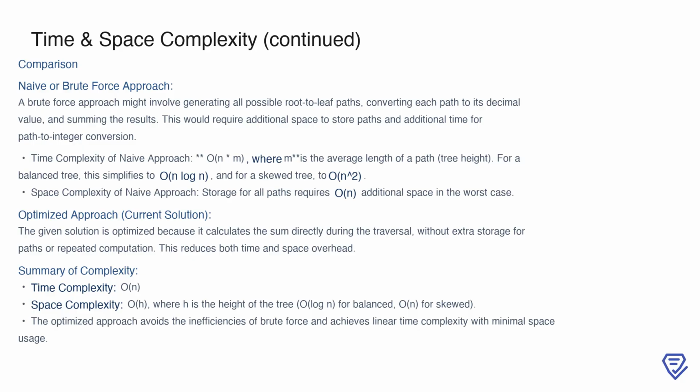The space complexity of the brute force method would also increase due to the need to store all paths, reaching O(n) in the worst case. In contrast, our optimized solution directly calculates the sum during the traversal itself, avoiding the storage of paths and redundant computations. This ensures a linear time complexity of O(n) and a space complexity of O(h), where h is the tree height. For balanced trees, this means O(log n) space, and for skewed trees, O(n) space. Overall, the optimized approach is significantly more efficient in both time and space usage.